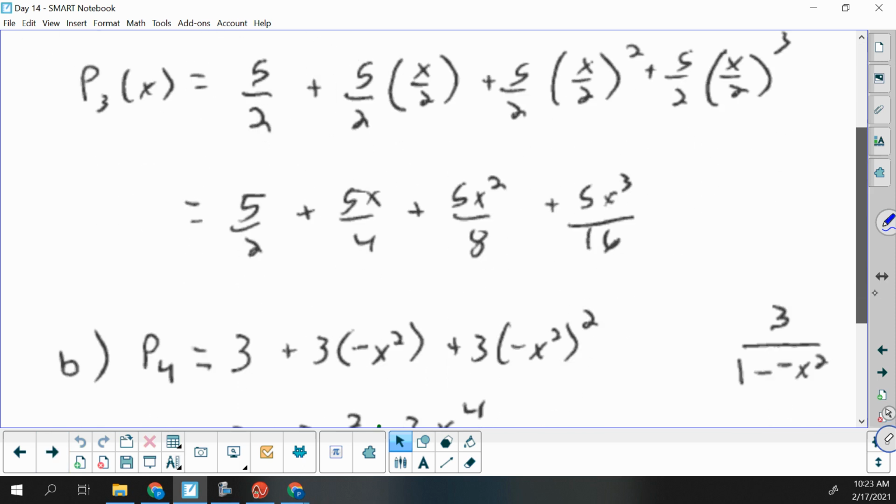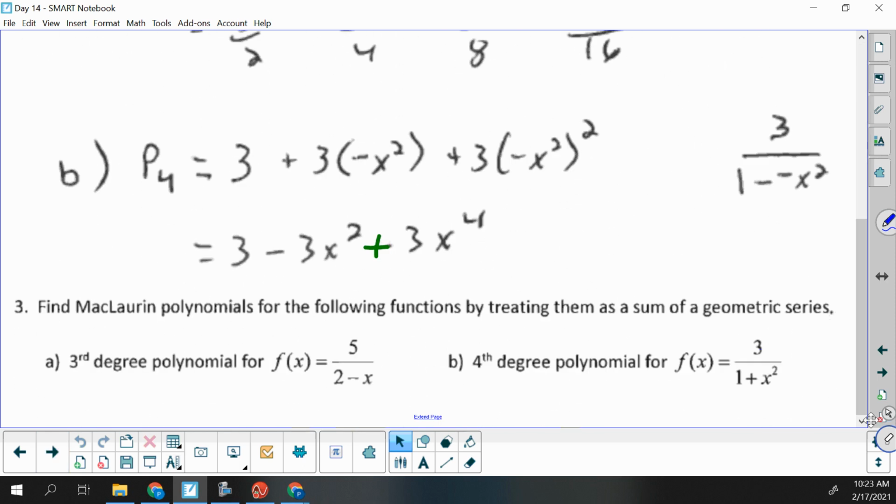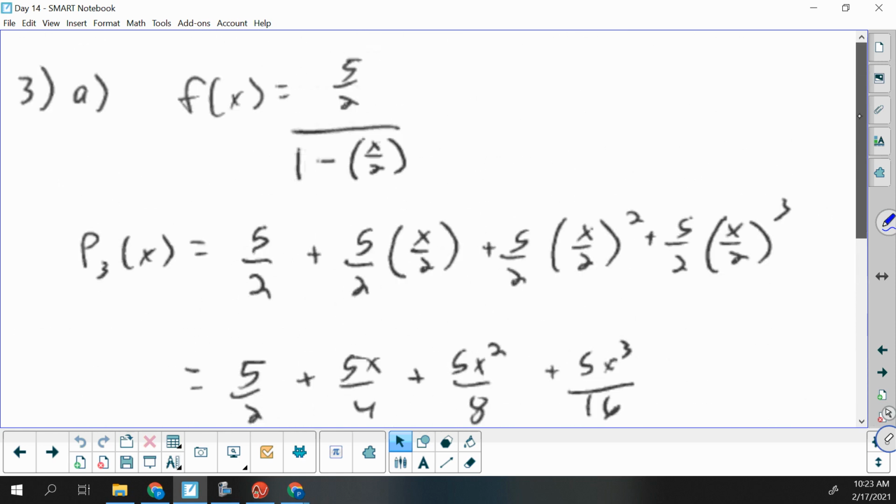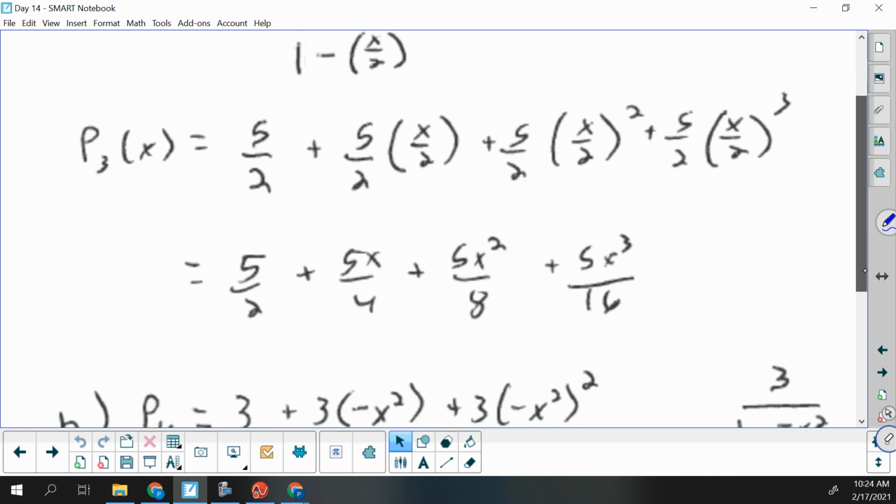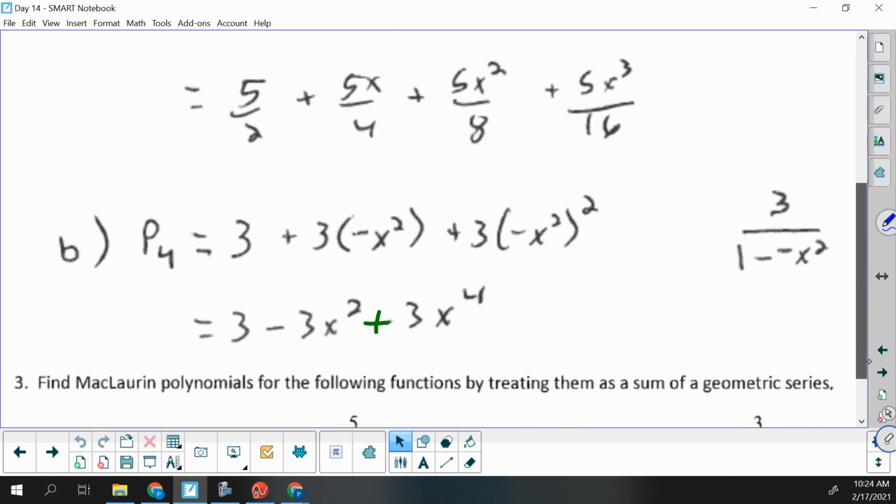So when we have our infinite geometric sum, we need that first thing in the denominator to be a 1. So to make that 2 be a 1, we had to multiply everything by a half. So that now gives us 5 halves over 1 minus x over 2, or 1/2 x. So you're starting with 5 halves and multiplying by x over 2 each time, and then just neaten it up, we get our 3rd degree polynomial.